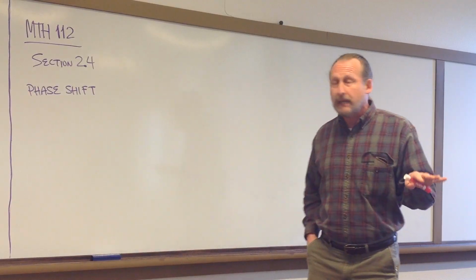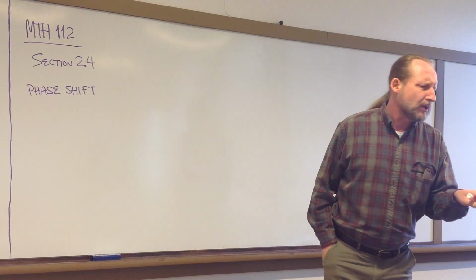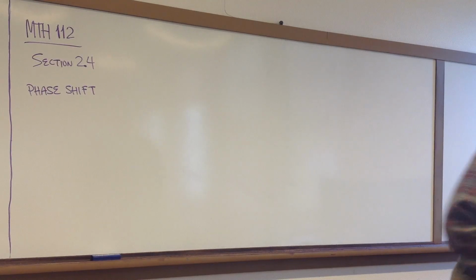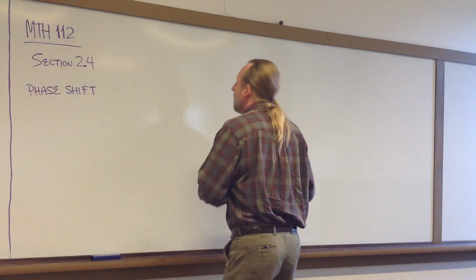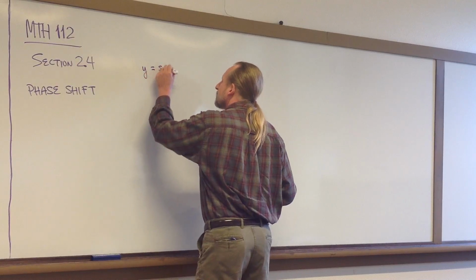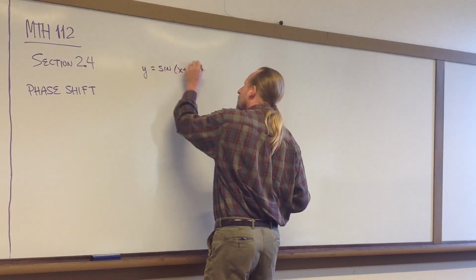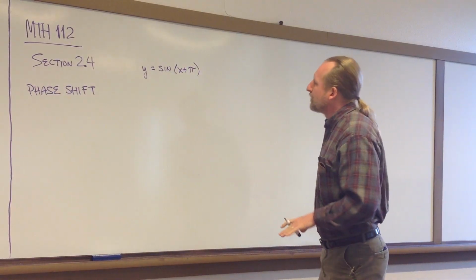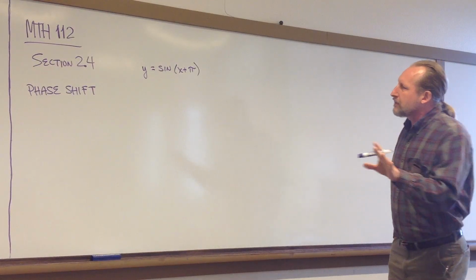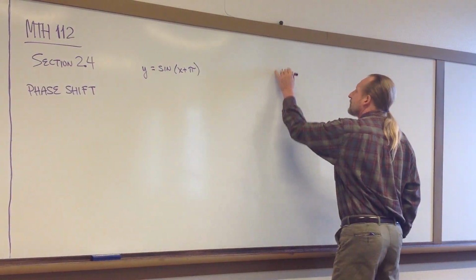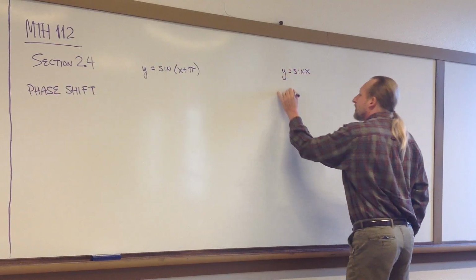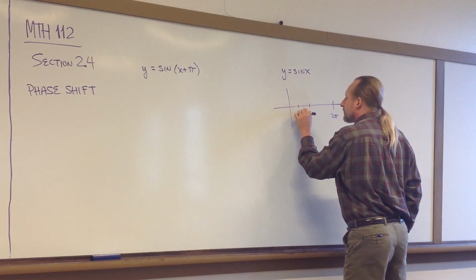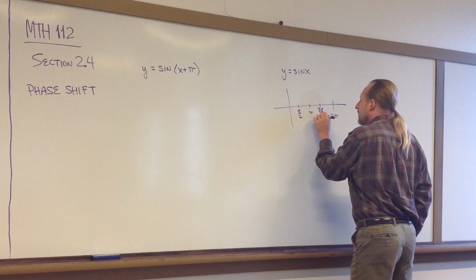So let me go over the two examples that I put in the textbook for section 2.4. Let me double check the first one. y equals the sine of x plus pi. Okay, so I'm not going to approach it exactly the same way as I did in the textbook. So what I am going to talk about is the difference between this and the standard sine function y equals the sine of x. Let me draw a quick sketch of that graph right here.